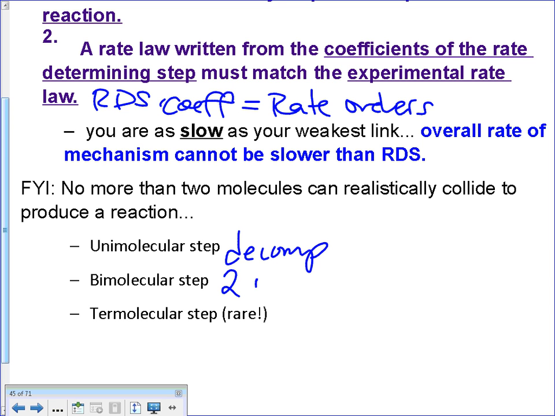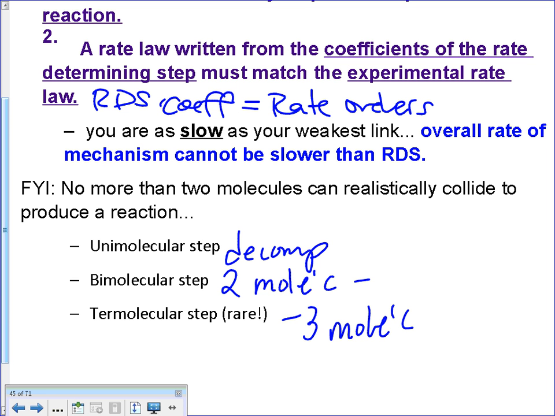This requires two molecules, and it's most common because it's really easy for two molecules to collide, but they have to collide with the correct orientation for the reaction to actually occur, for it to be an effective collision. This one requires three molecules to collide. That's like somebody throwing three basketballs up at the same time and hitting exactly the right spot, exactly at the right time with the right amount of energy. Is that really going to happen? Not as much. Those are pretty rare. This one's not so bad.